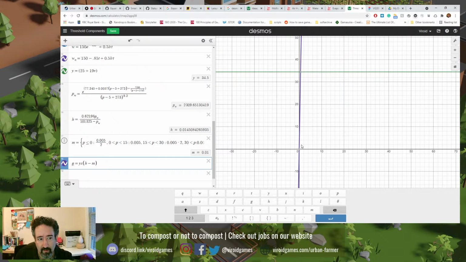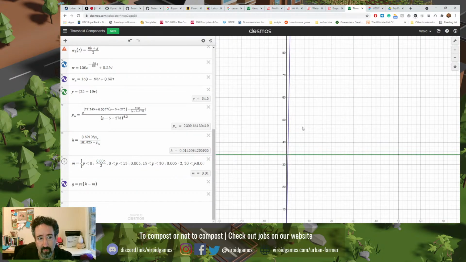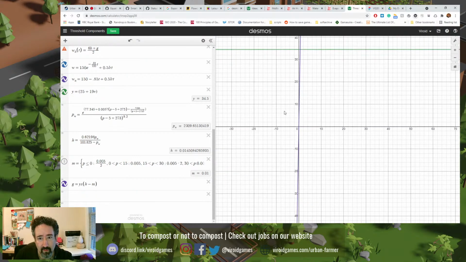The part that doesn't make sense to me is this. This is a constant. Why is this x and y? It should either go this way or this way.